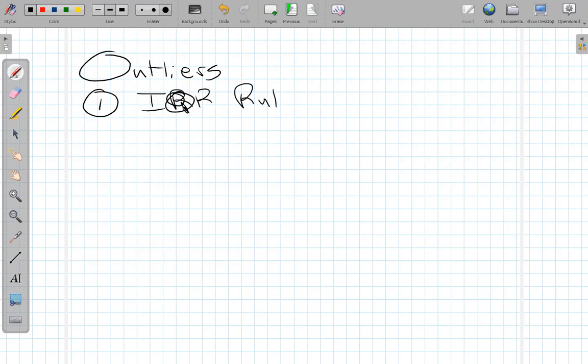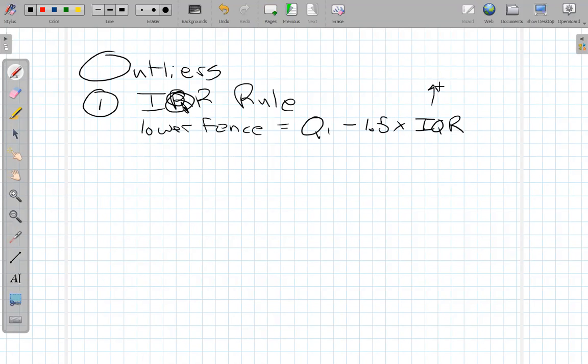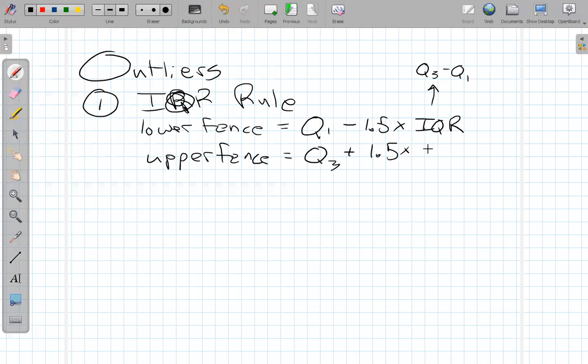And the IQR rule says you set up these fences, and the lower fence for the IQR is always Q1 minus 1.5 times whatever the IQR is. And remember, IQR is Q3 minus Q1. It's the width of the box in the box plot. The upper fence is Q3, the right side of the box plot, plus 1.5 times the IQR.